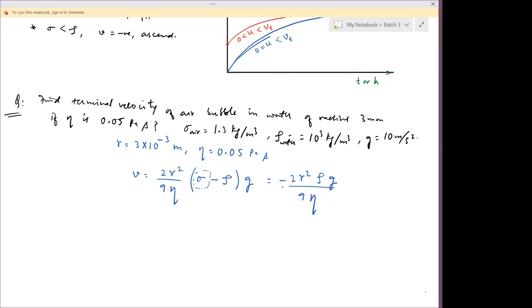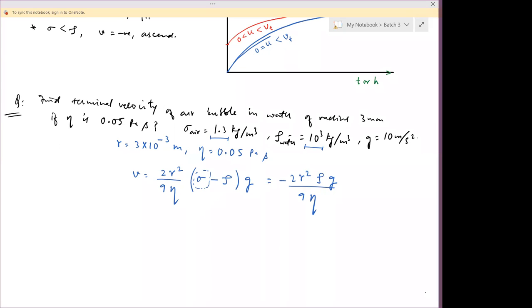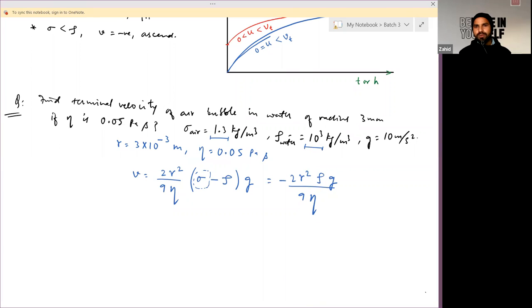Sir, why did you remove sigma? Just see the value of sigma, which is 1.3 kg per meter cube, and the value of rho is 1000. So in terms of 1000, 1.3 is very small, so we can neglect it. Okay. As there will not be much impact on that density.